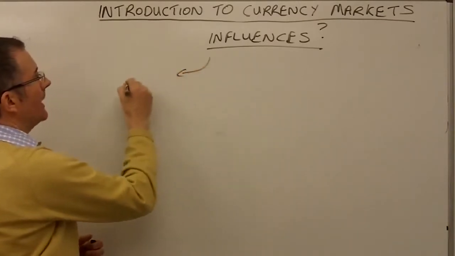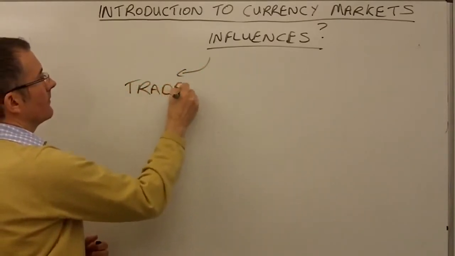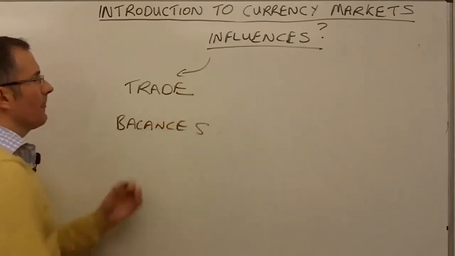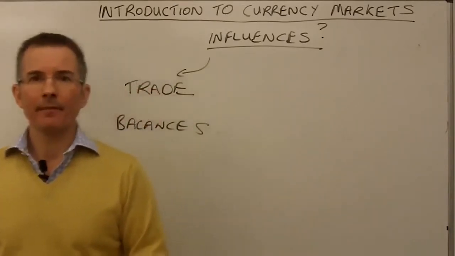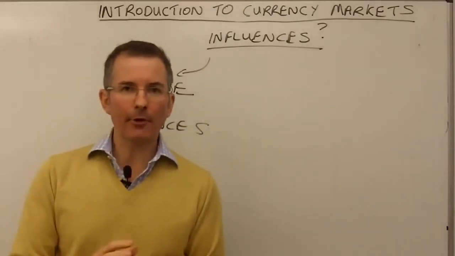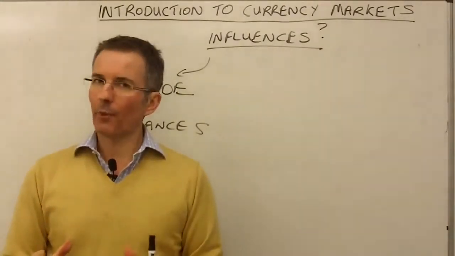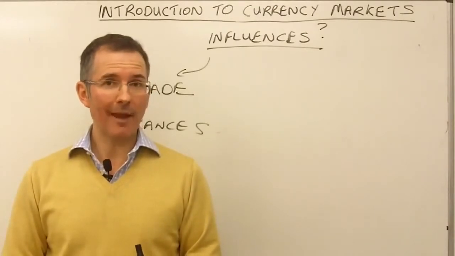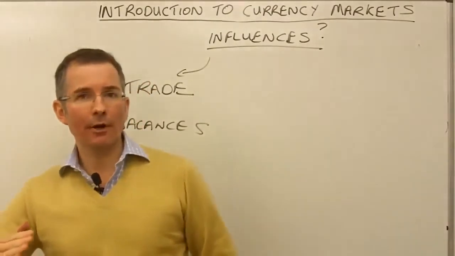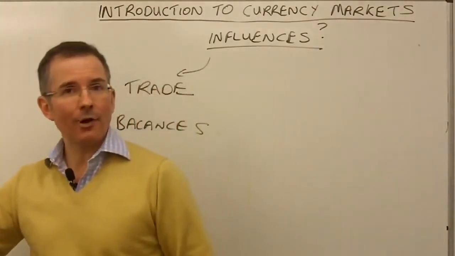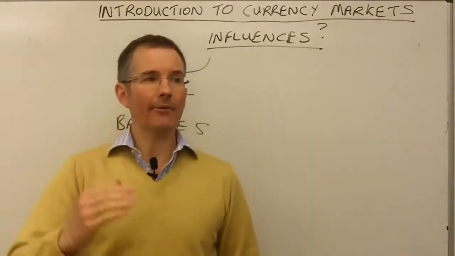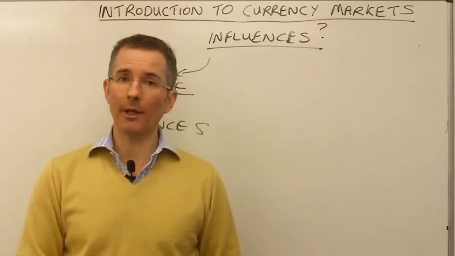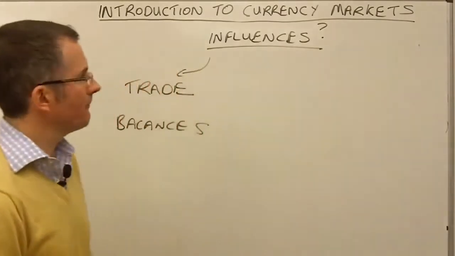Number one, trade. Or you could even say trade balances. Okay, countries trade with each other and they build up trade surpluses or deficits. To cut to the chase on this one, if lots of people want to buy American stuff, they need dollars to pay for it. So demand for a country's goods and services will tend to drive demand for its currency as well. And that tends to suggest that a successful economy will have a strong currency. And that's broadly speaking true. So that's one influence.